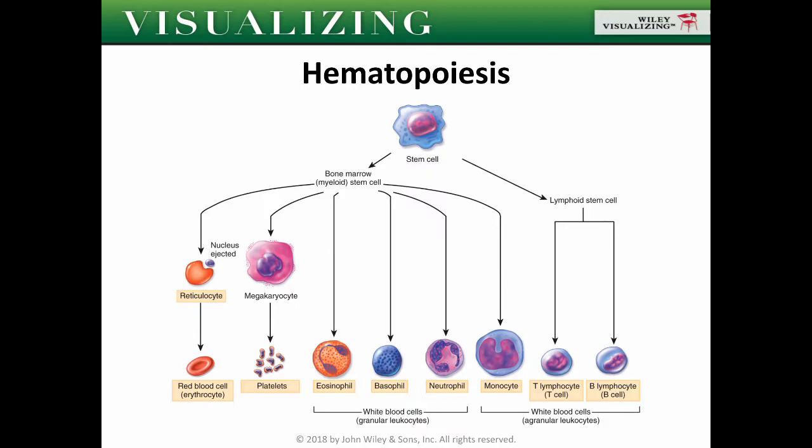Now, the bone marrow stem cell, also known as the myeloid cell, can also form some of the white blood cells. So we have the eosinophils, the basophils, the neutrophils, and the monocytes. Monocytes are basically macrophages within the bloodstream. Each of them has its own task in defending the body against invading pathogens. Aside from the bone marrow, we also have lymphoid stem cells that form the T and the B cells, some of the better known white blood cells.